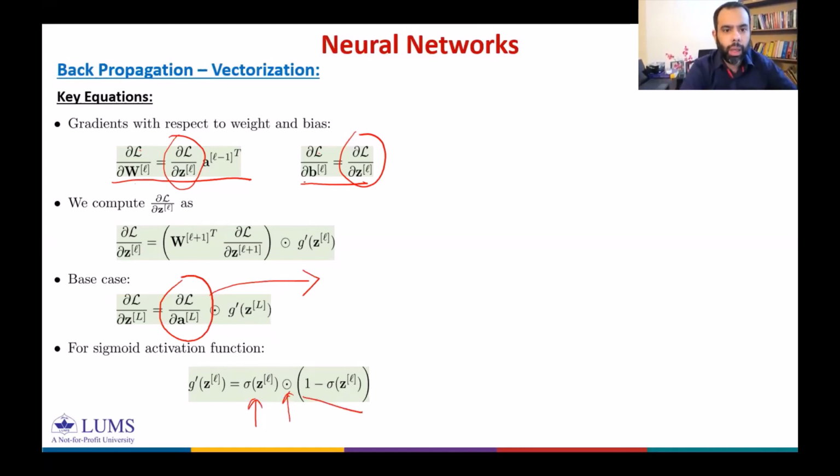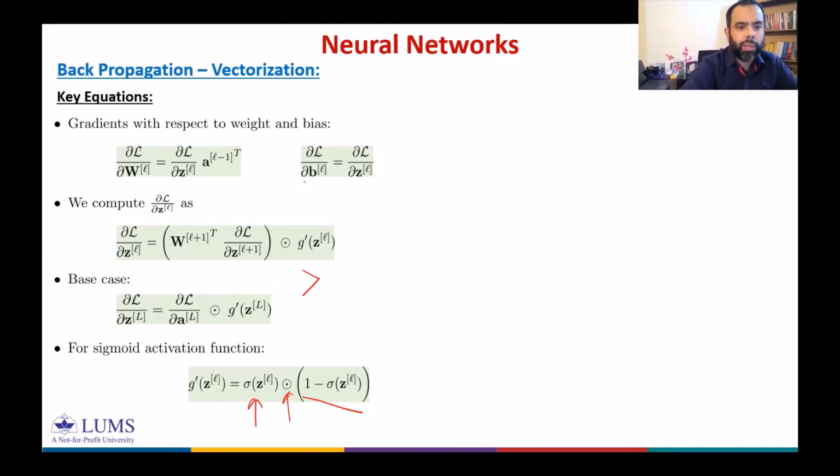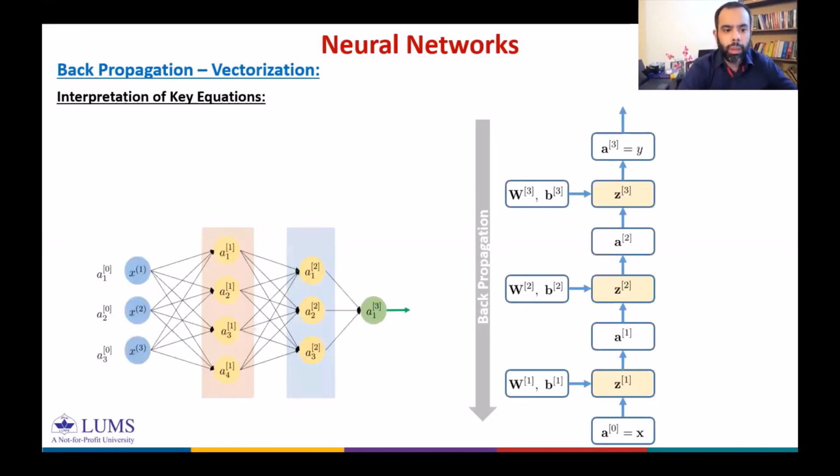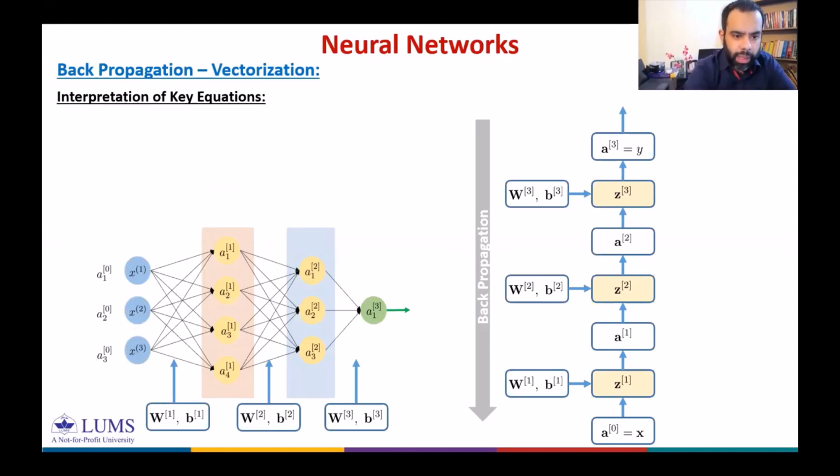Right. Okay. This is a summary of the key equations. Let me also give you an interpretation of key equations using the alternative representation of the network we had. So these are the weights and biases. Here they're contributing in layer 1, here they're contributing in layer 2, and here they're contributing in layer 3.